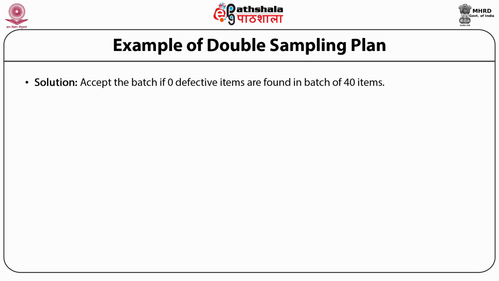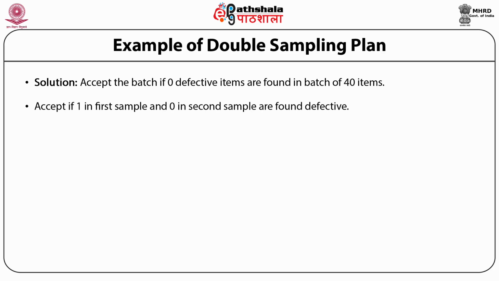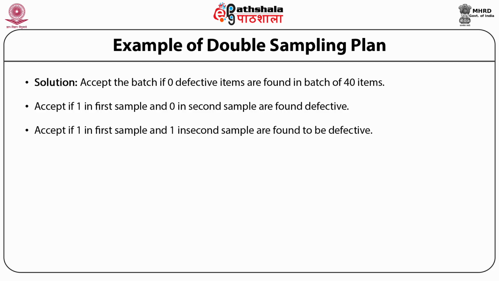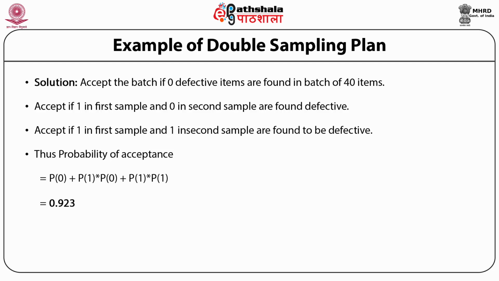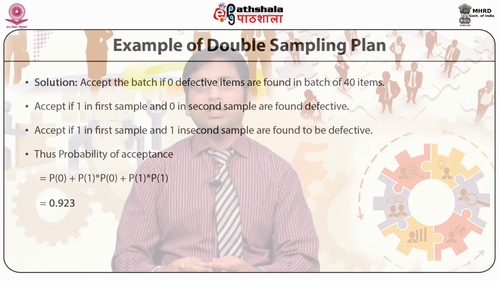Solution. Accept the batch if 0 defective items are found in batch of 40 items. Accept if 1 in first sample and 0 in second sample are found defective. Accept if 1 in first sample and 1 in second sample are found to be defective. Thus, probability of acceptance is 0.923.